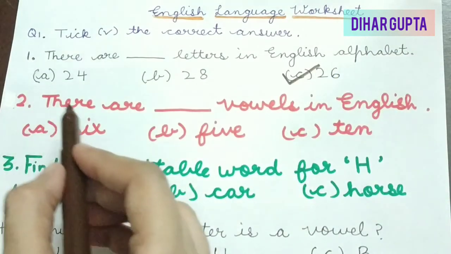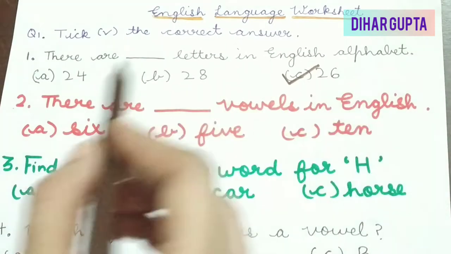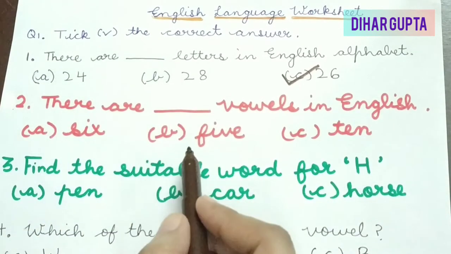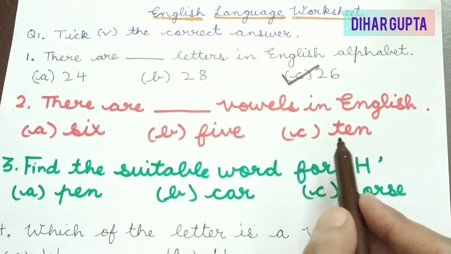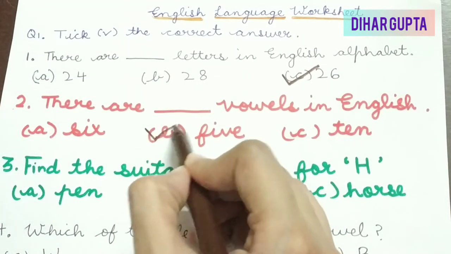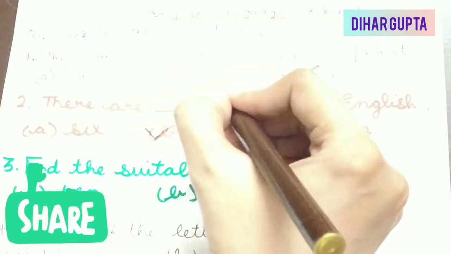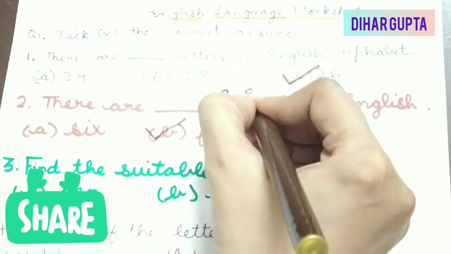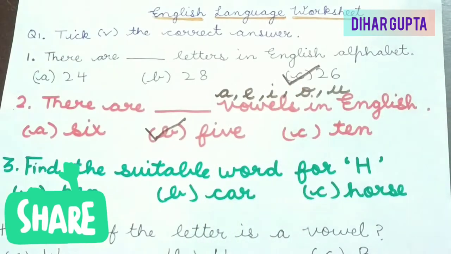2. There are dash vowels in English. A) 6, B) 5 or is it 10? So our answer is 5. And what are they? A, E, I, O, U.